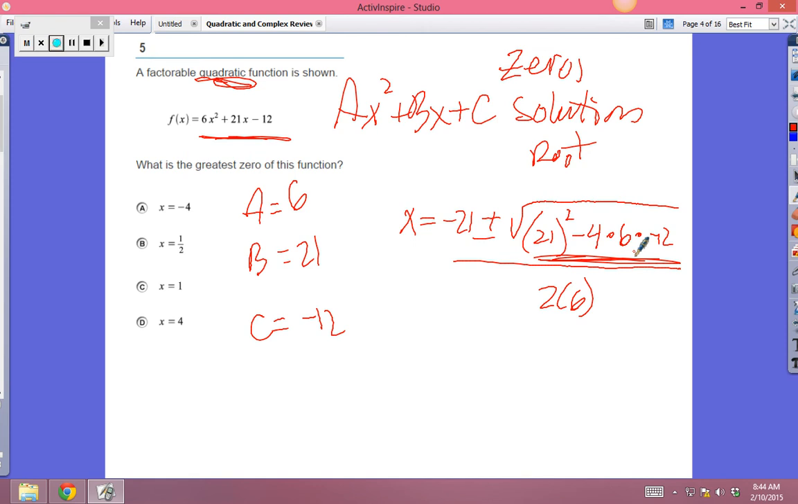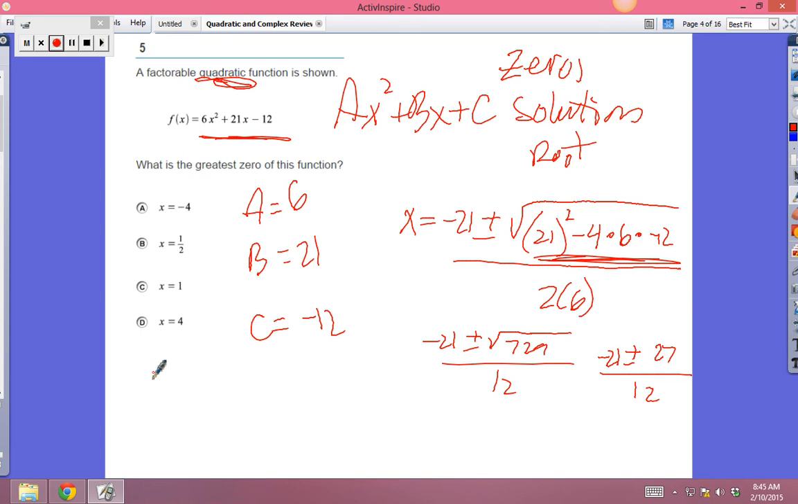Alright, 21 squared minus 4 times 6 times a negative 12. So I got a negative 21 plus or minus the square root of 729, all divided by 12. Okay, now I'm going to see if this is a perfect square. If the square root of 729 is a whole number, we're in good shape. And it is. If it was a decimal, then we'd have to factor out all the squares of 729. So we got lucky. This is going to change to negative 21 plus or minus 27, all divided by 12.